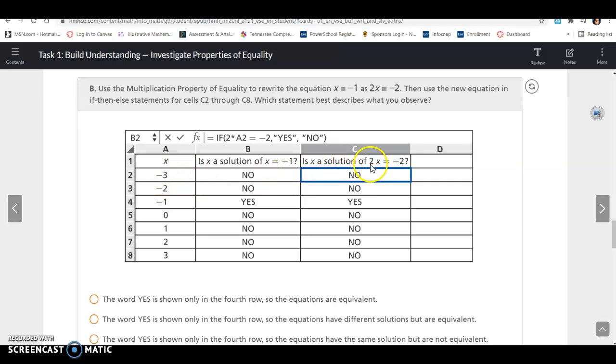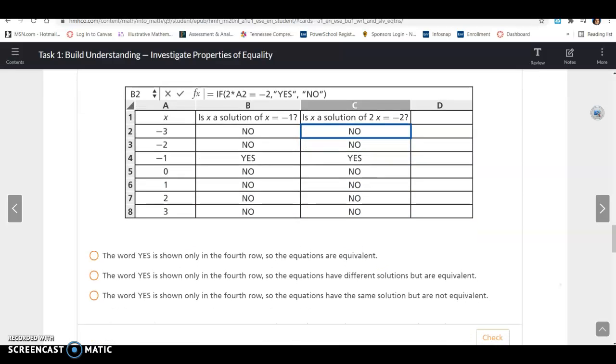All right, so negative 3. 2 times negative 3 is negative 6, not negative 2, so that's no. Negative 1 times 2 is negative 2. Negative 2 equals negative 2, so that is yes. And if you plug in 0, 0 times 2 is 0, not negative 2, so that one's a no. 1 times 2 is 2, not negative 2, so that one's a no. 2 times 2 is 4, so that one's no. And 2 times 3 is 6, so that one is no as well.